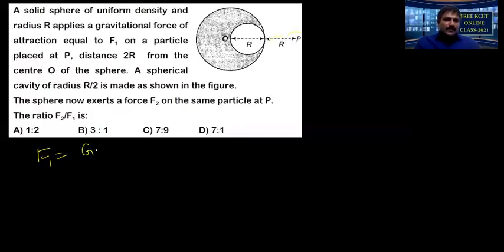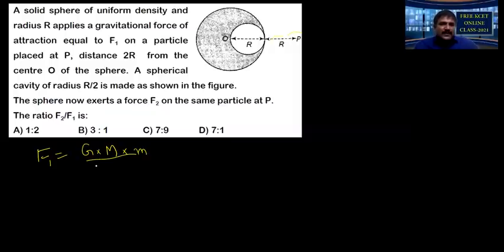So gravitational constant G into the product of the masses. The mass of the sphere, say capital M, since it is not given in the question, and the particle is small m. Then divided by the square of the distance. Distance is always taken from the center, that is, from the center of the sphere to the particle position. If you take two big, huge bodies, then we have to take the distance from their centers.